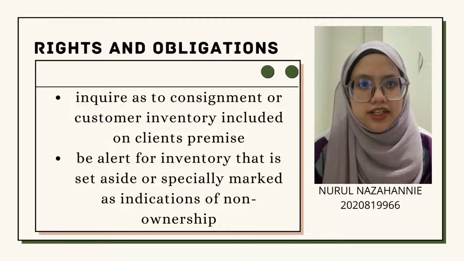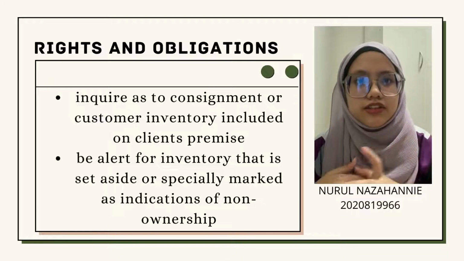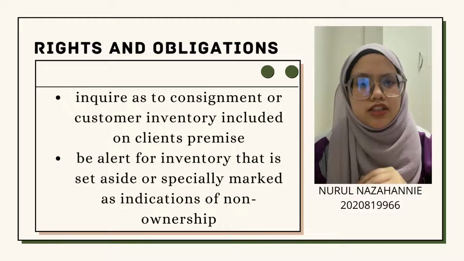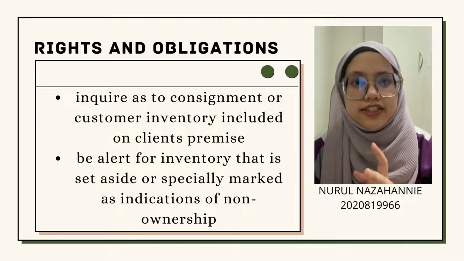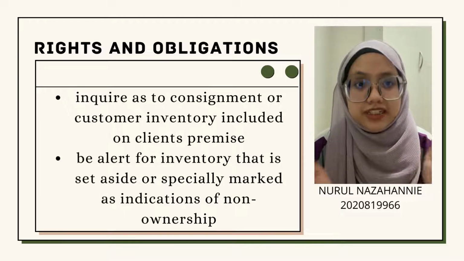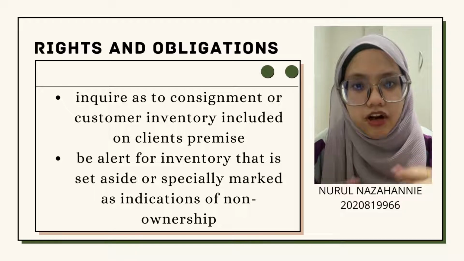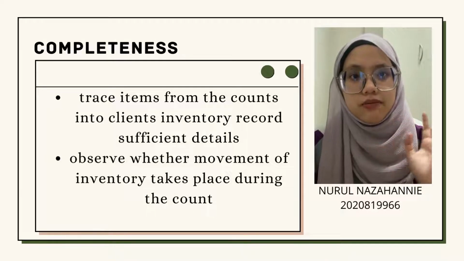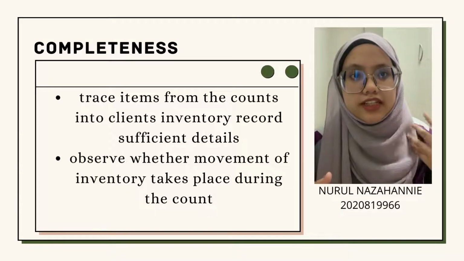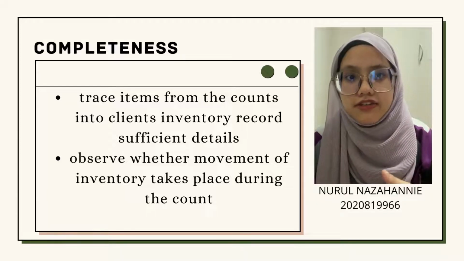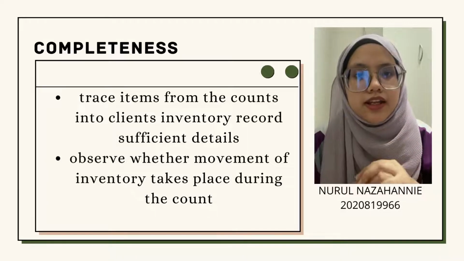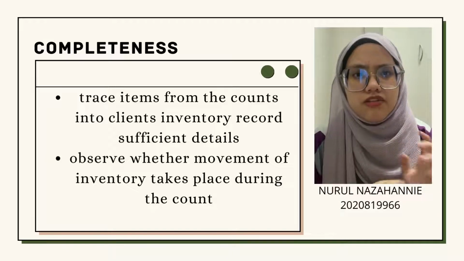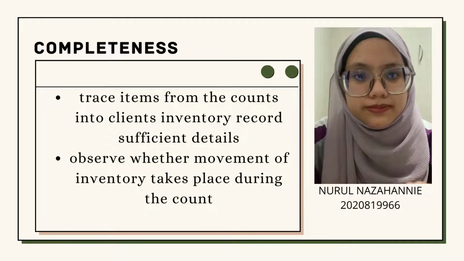Secondly, for rights and obligations, the auditor inquires as to consignment or customer inventory included on client's premises. The auditor also has to be alert for inventory that is set aside or specially marked as indications of non-ownership. Thirdly, for completeness, the auditor has to trace items from the counts into client's inventory record for sufficient details. And the auditor also has to observe whether movement of inventory takes place during the count.